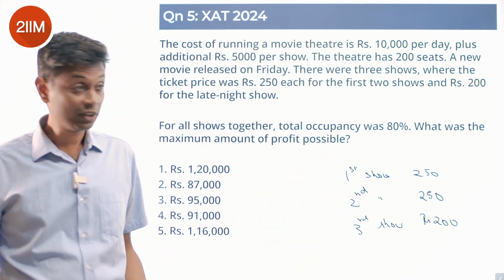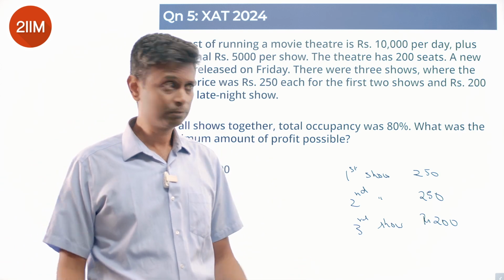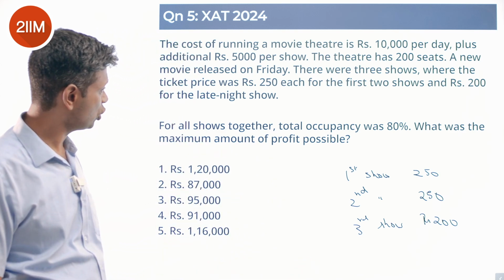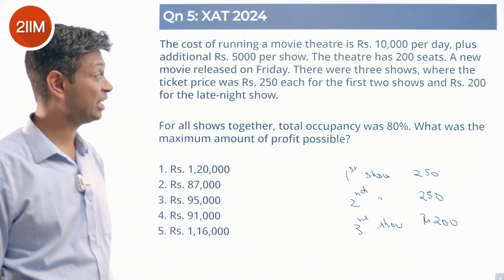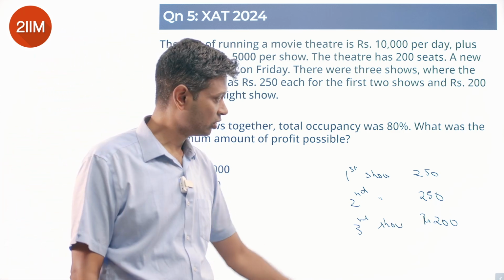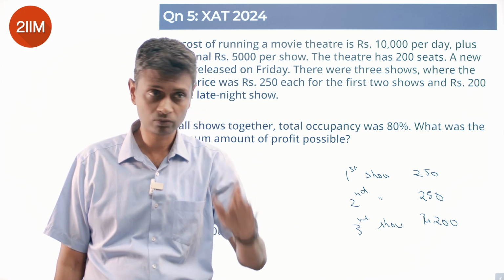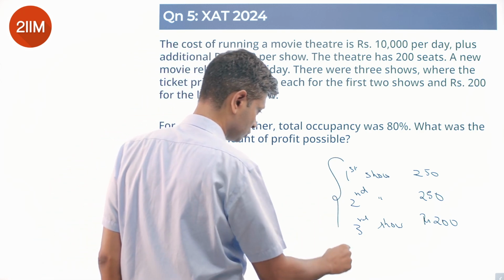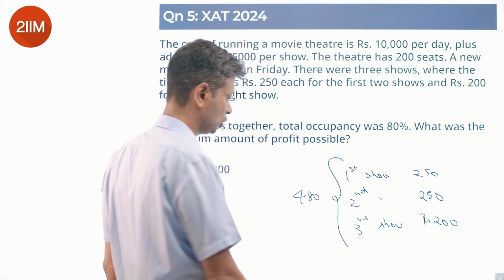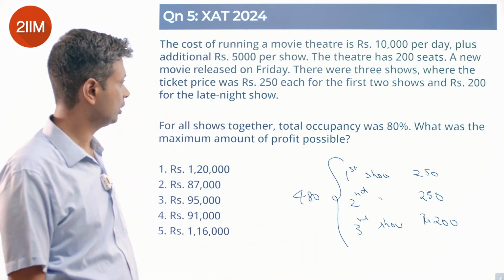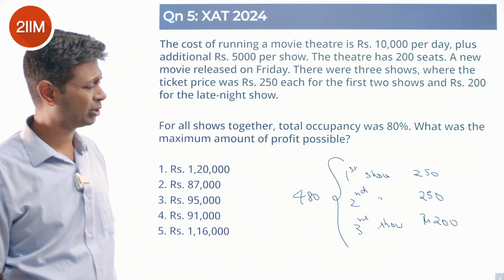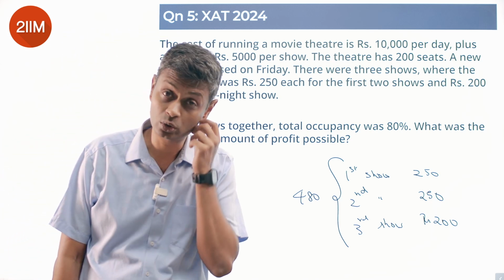200 seats, if it sold everything, that's the revenue you would have made, which is a lot of money. Interesting. For all shows together, the total occupancy was 80%. The total occupancy was 600 into 80%, just 480. All put together, 480 people watched the show. Right? What is the maximum amount of profit possible? Oh, nice and simple. 480 people watched the show totally.